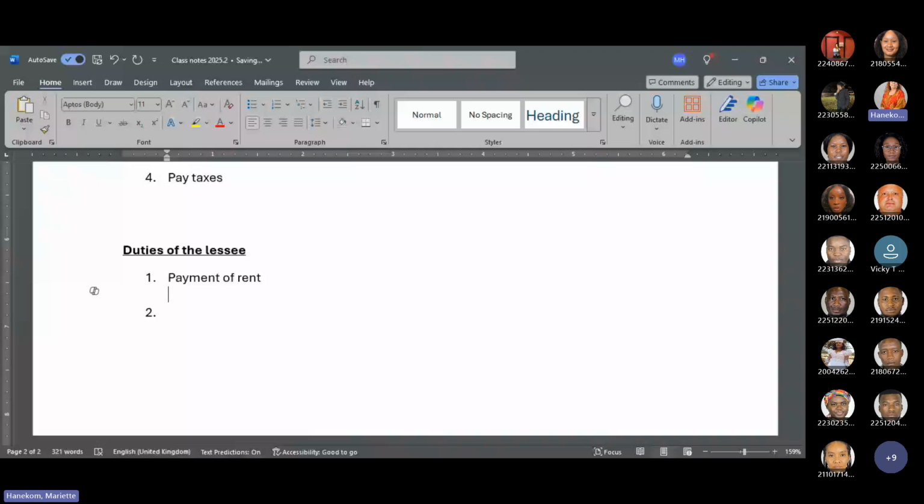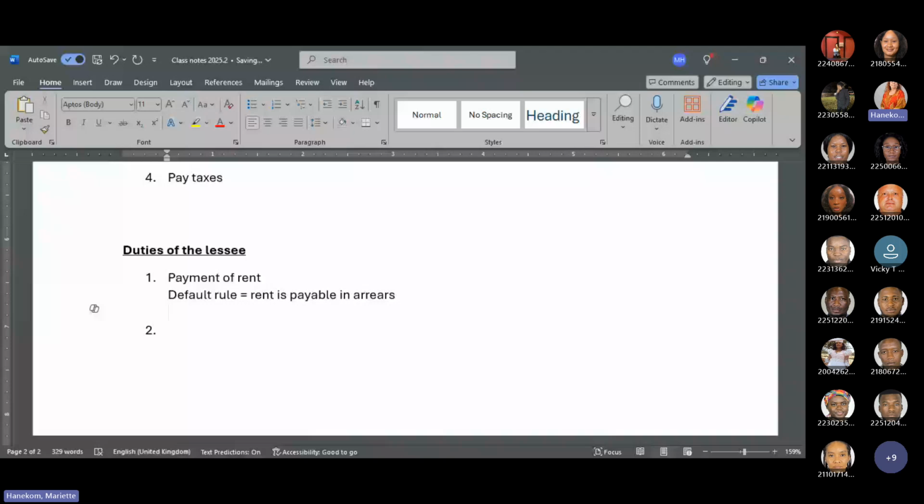Interestingly, this is something that you might find strange, that you might not be aware of. The default rule is that rent is payable in arrears. So at the end of the month for the previous month. So only at the end of January for the month of January, at the end of April for the month of April. That is the default rule.